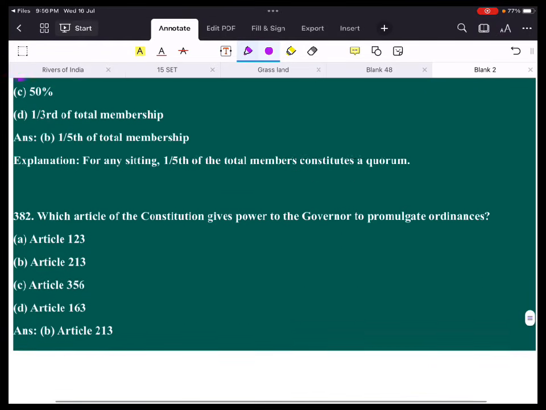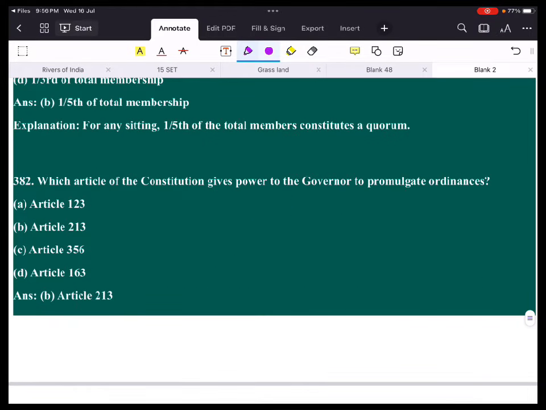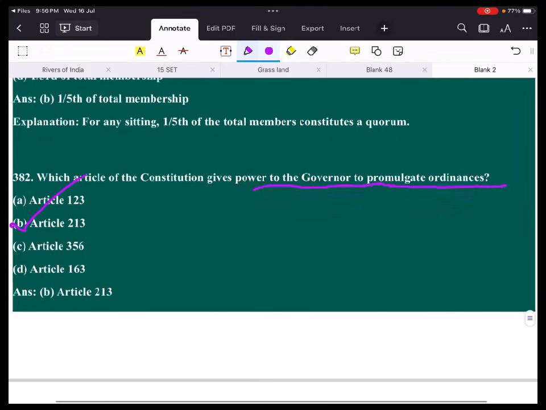Option B. Which article of the Constitution gives power to the Governor to promulgate ordinances? That is Article 213, option B.